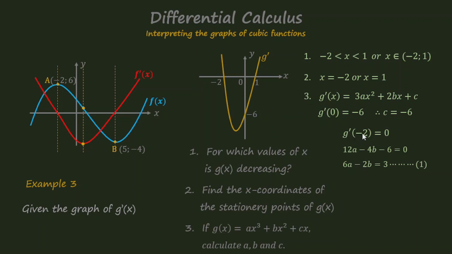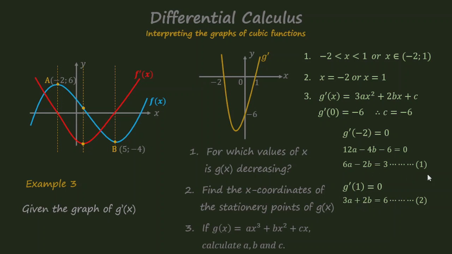So we are going to substitute -2 in the first derivative, and then simplify to arrive at 6a minus 2b equals 3 as our first equation. We also know that the derivative at 1 is also 0, because 1 is also an x-intercept, and y is always 0 at an x-intercept. We can substitute and simplify to get 3a plus 2b equals 6 as our second equation.